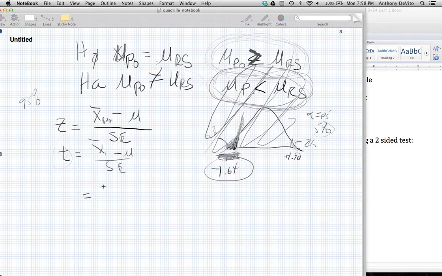Let's see what we get. X bar was 38.95 minus 40.1. Notice it's on the low end, so it's coming out negative. Over the standard error, what was the standard error again? 0.725? Okay, so let's figure out what Z or what T is.